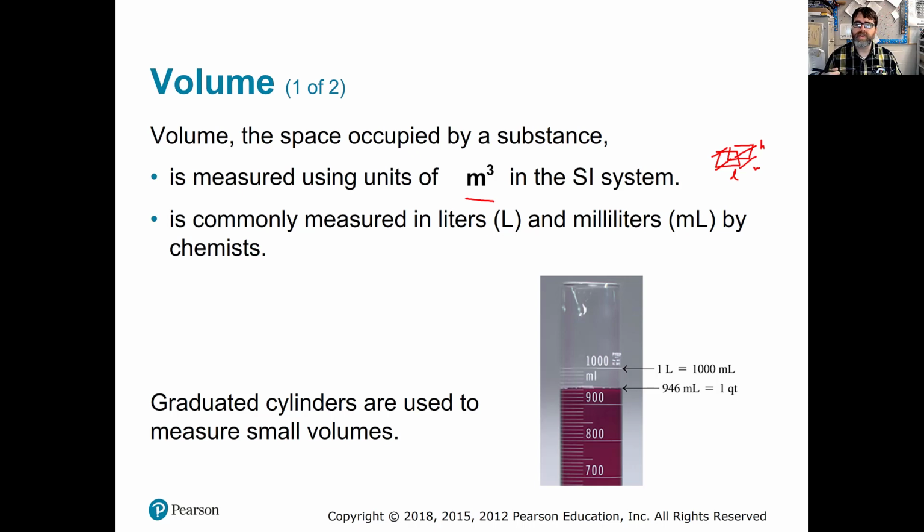Beyond that, we tend to use fluid volumes, and if we have an irregularly shaped object, usually the way that we actually figure out its volume is by doing what's called volume by displacement. We'll get into that here in a moment, and volume by displacement then allows us to measure its volume in milliliters or liters, which we can then convert, if necessary, into cubic meters or cubic centimeters, etc.